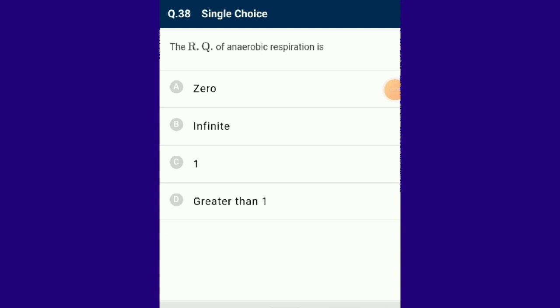Question number 38. The respiratory quotient of anaerobic respiration is. Respiratory quotient is the ratio of the volume of carbon dioxide released to the volume of oxygen taken in respiration, and it is mathematically expressed as the volume of carbon dioxide evolved by the volume of oxygen consumed. The respiratory quotient for anaerobic respiration is infinite, as without consuming oxygen, carbon dioxide is given out.